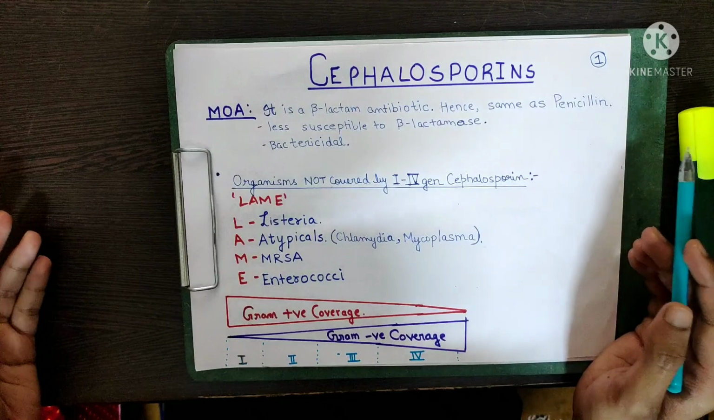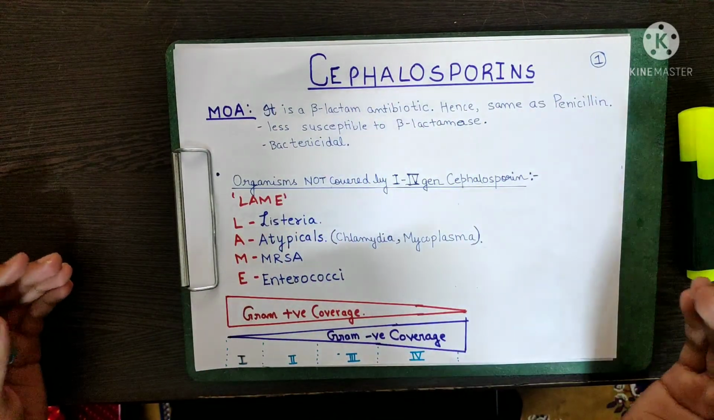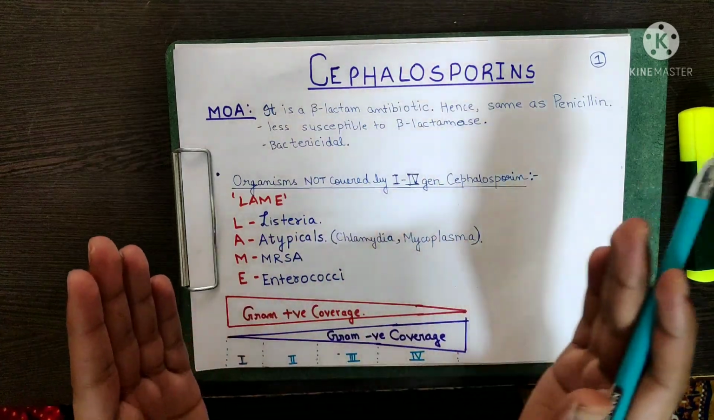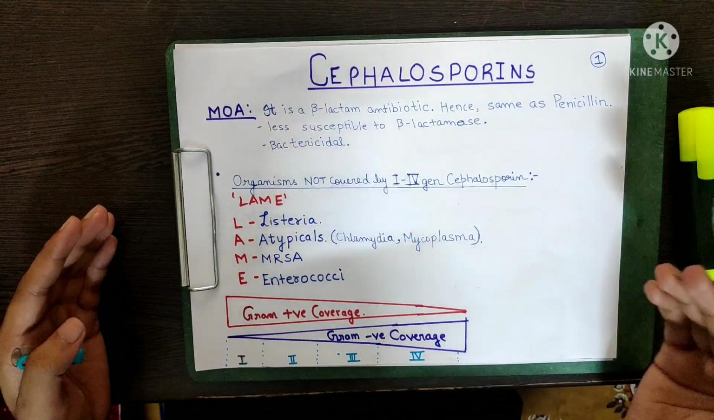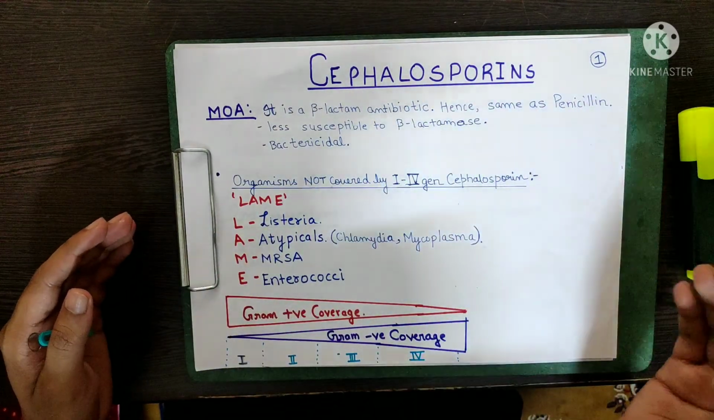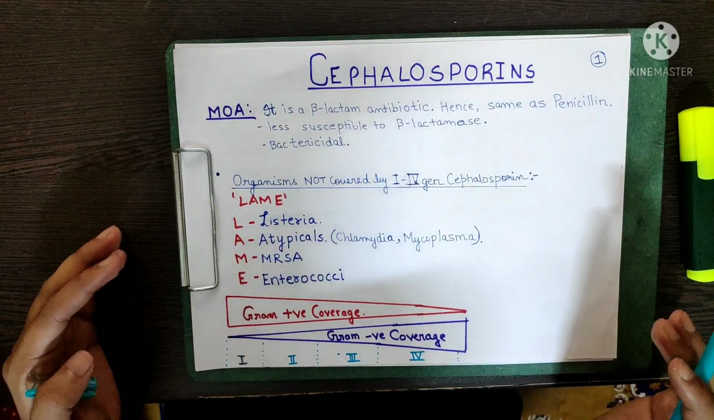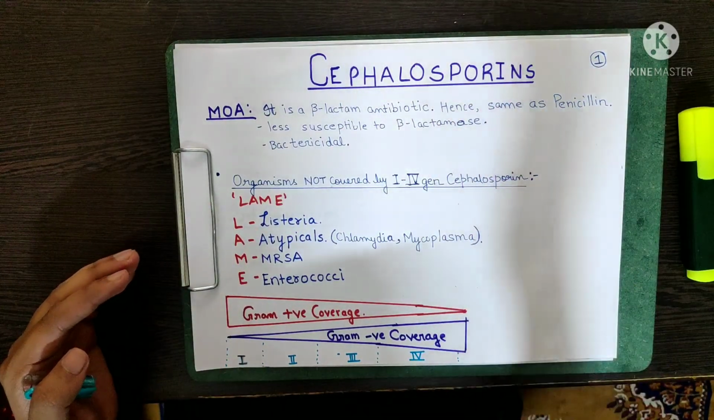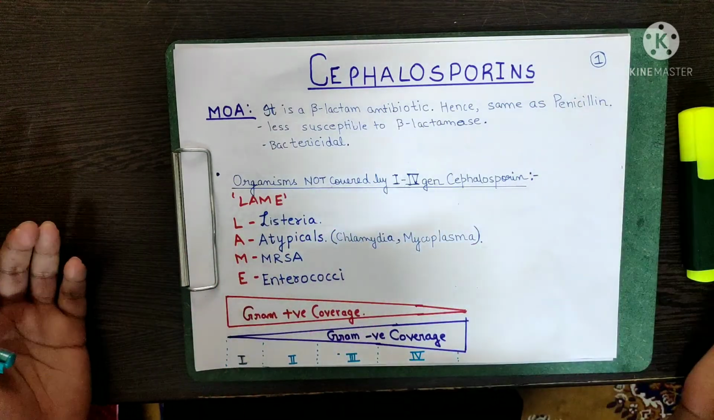So, one important thing about cephalosporin is that this whole cephalosporin drug class is actually divided into four classes of drugs, meaning four generations of cephalosporins. So, we will study about each and every generation selectively. But before we start the generation-wise classification of the cephalosporin, first we have to know what are the organisms that are not covered by first to fourth generation cephalosporin.